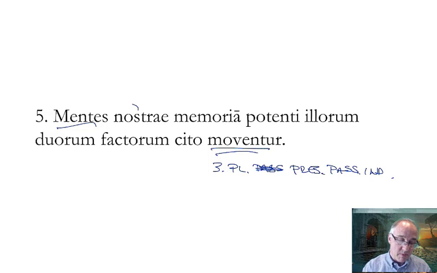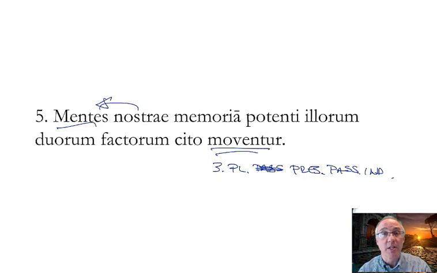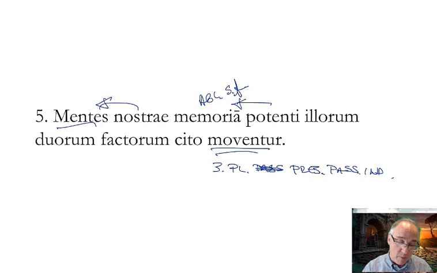So our minds were changed by means of. Notice that you have the ablative of personal agent when it's a person, ablative of means or instrument when it's not a person. It was changed by the memory, ablative, singular, feminine, ablative of means, by the powerful memory of those two deeds, illorum, duorum, factorum, and swiftly. Our minds were swiftly changed by the powerful memory of those two deeds.